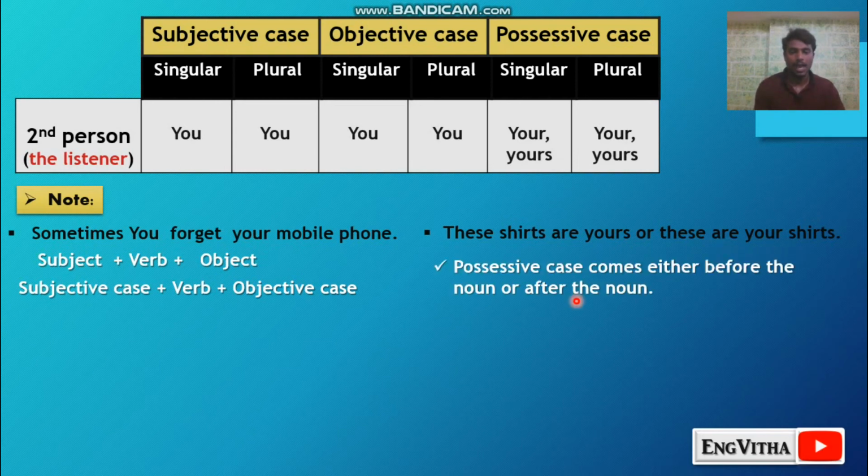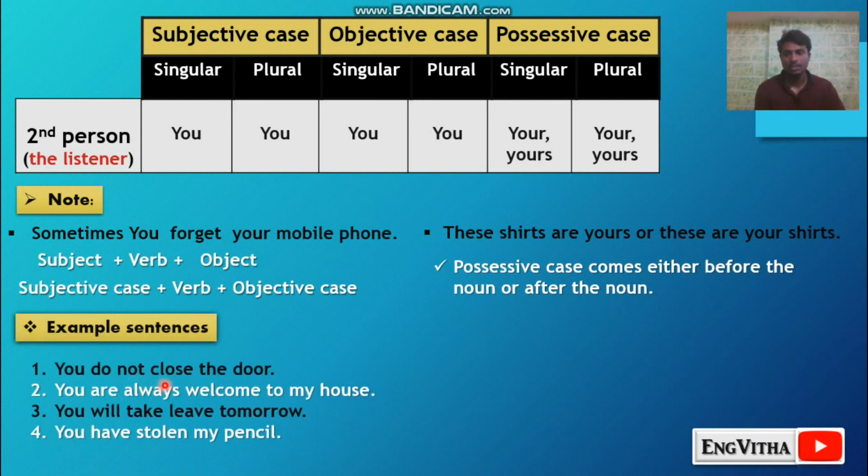Here, the possessive case, as I mentioned before in the explanation of the first person, comes either before the noun or after the noun. In the above sentence, what we have as the possessive case in the second person is yours. It comes after the noun shirts. And in this sentence, these are your shirts, the possessive case your came before the noun. So the possessive case comes either before the noun or after the noun. Let us see a few examples on this second person.